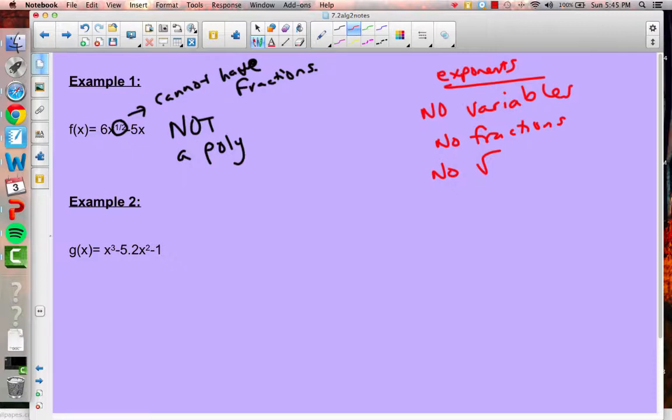Example 2 has a decimal but not in the exponent, so that's okay. And our highest degree is a 3. So this one is a polynomial, so we could say yes. And the degree is 3. And the leading coefficient, which I always label LC, is going to be 1, because that's the number out in front of the highest degree. And what is the name of a polynomial with degree 3? It's a cubic function.